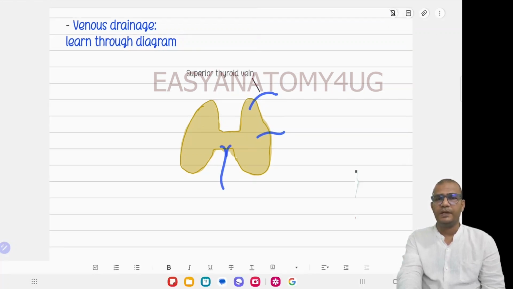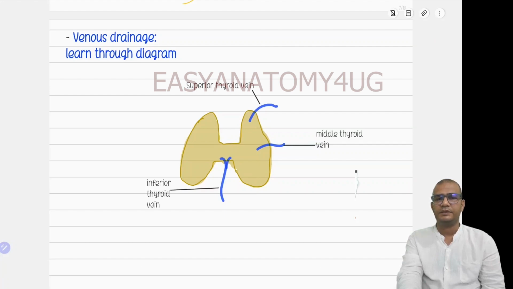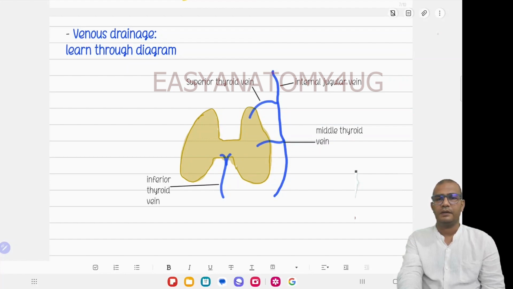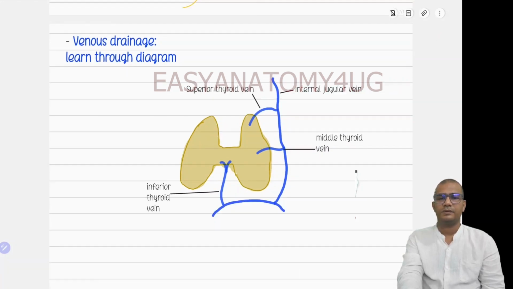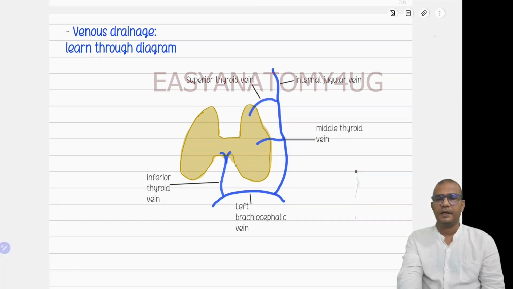The superior and middle thyroid veins drain towards the internal jugular vein, whereas the inferior thyroid vein drains to the left brachiocephalic vein. So let us show these veins, internal jugular and left brachiocephalic vein. This is very important. In the exam, you may get this question. Inferior thyroid vein drains towards the left brachiocephalic vein, and whenever present, the additional veins, the veins of Kocher, drain towards the internal jugular vein.